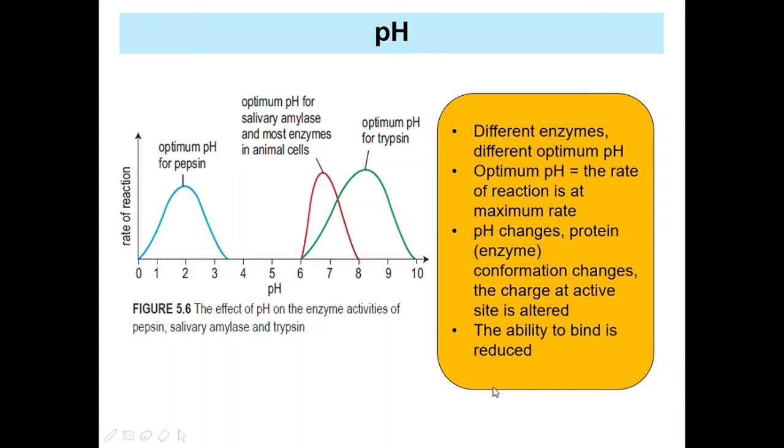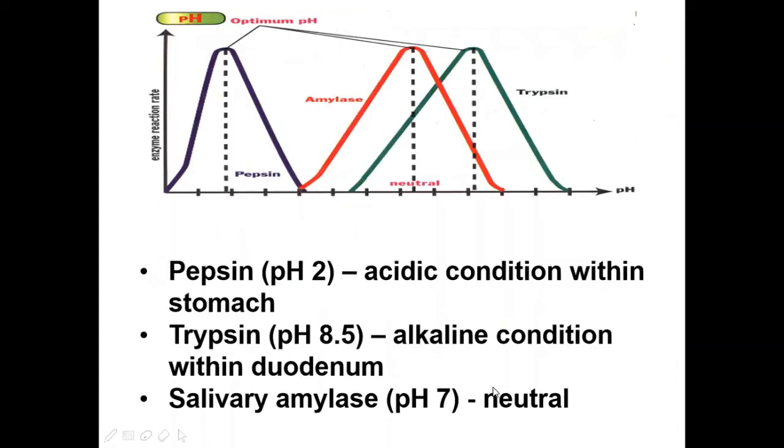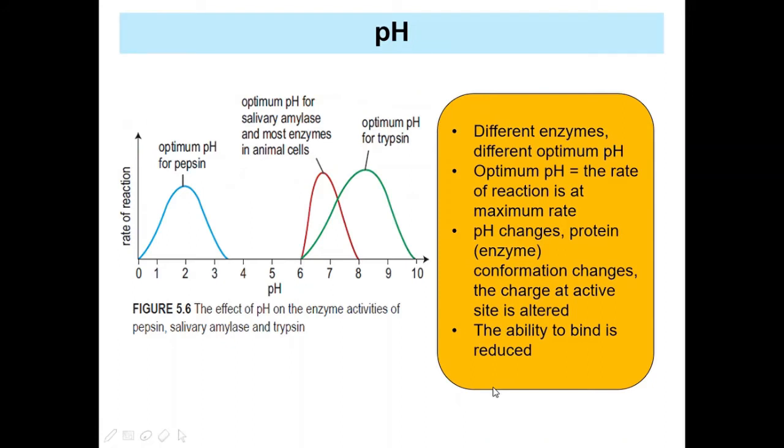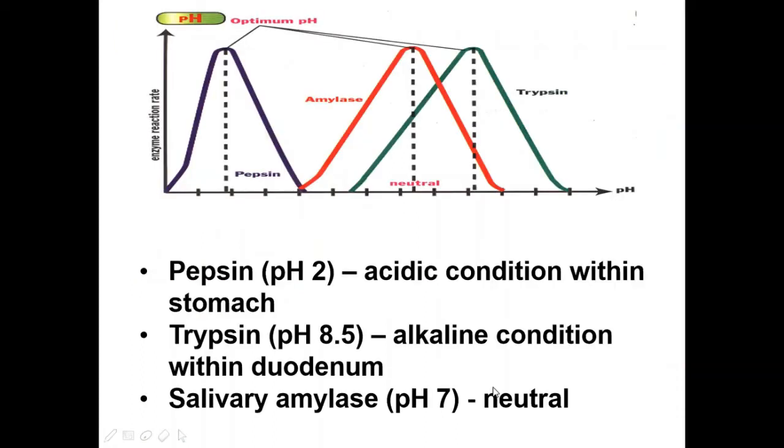Kalau reduced ability nak bind to the substrate, therefore the rate of reaction will decrease. If there is extreme change in the pH, it may cause the enzyme to fully denature, and this action is irreversible. Okay, sama macam case di mana temperature is extremely high tadi. Okay, so the enzyme will denature, right? Okay, yang ni cikgu dah terangkan tadi.